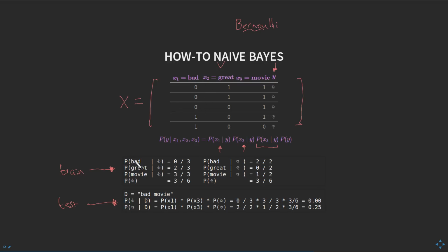So let's look at the probability of bad given a positive label. We look at our bad column, and we try to see how many times bad occurs with a positive label, which is 0 times out of all 3 times that it could occur with a positive label. So 0 out of 3. Now we look at the next one. Great, how many times does that occur with a positive label? That's 2 out of 3 times that it could have occurred with a positive label. So that's 2 out of 3. Same for movie. Movie always occurs with a positive label, as you can see here. So that would be 3 over 3. So it actually has a chance of 100% to occur under a positive label.